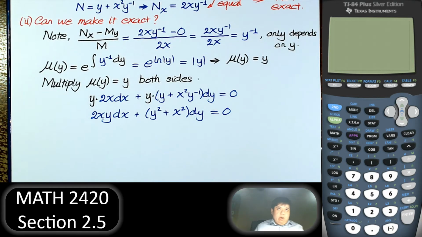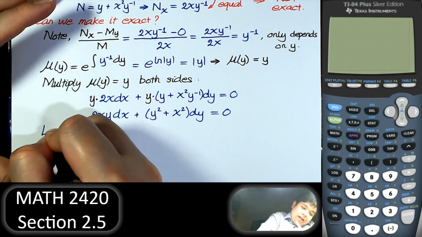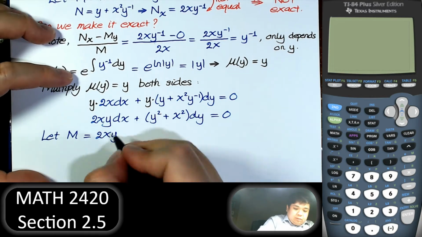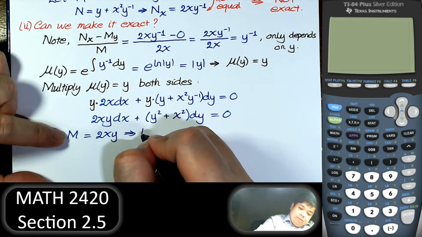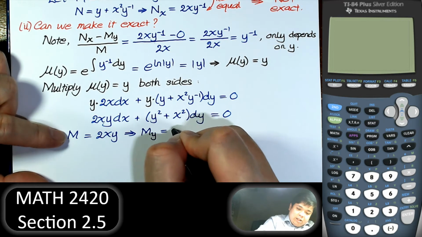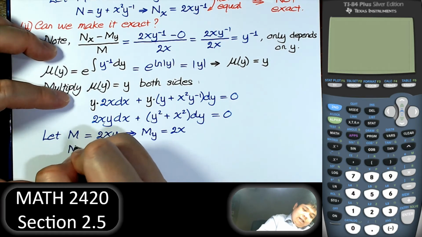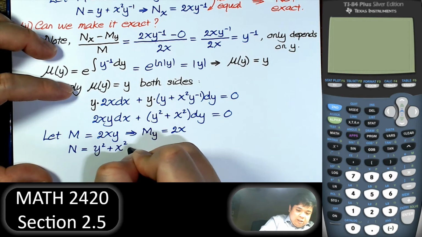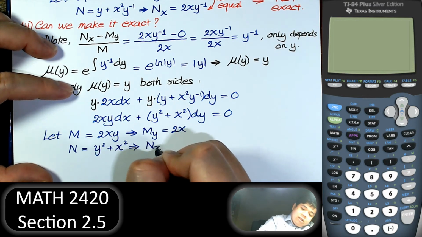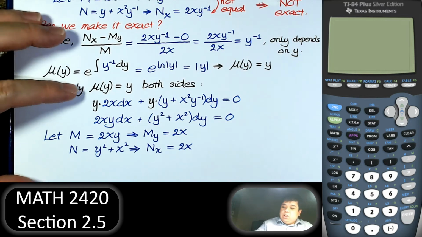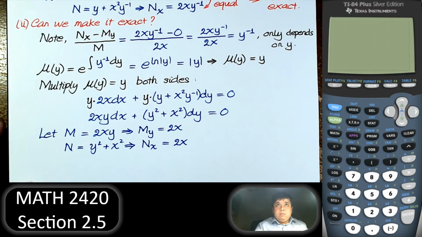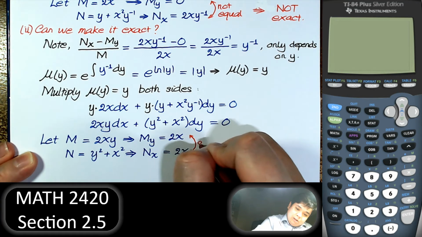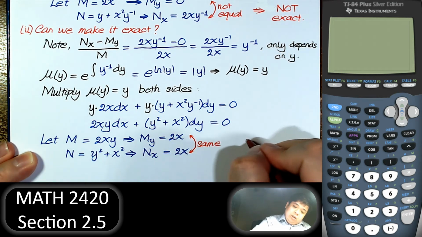Right, now I will check for exactness again. Let M equal 2xy. So the derivative of M with respect to y is 2x. Now let N be x squared plus y squared, or y squared plus x squared. The derivative with respect to x is also 2x. Now these two are the same. So the equation is exact.